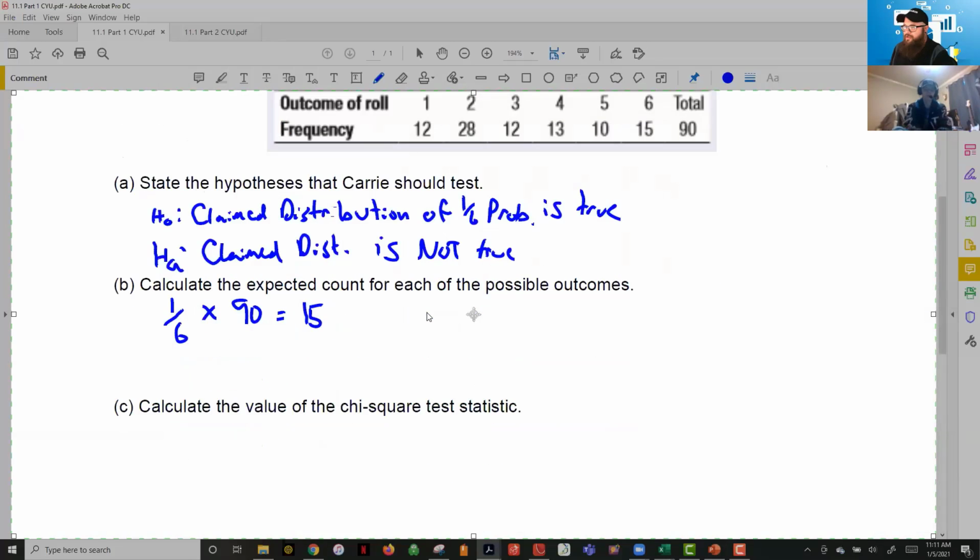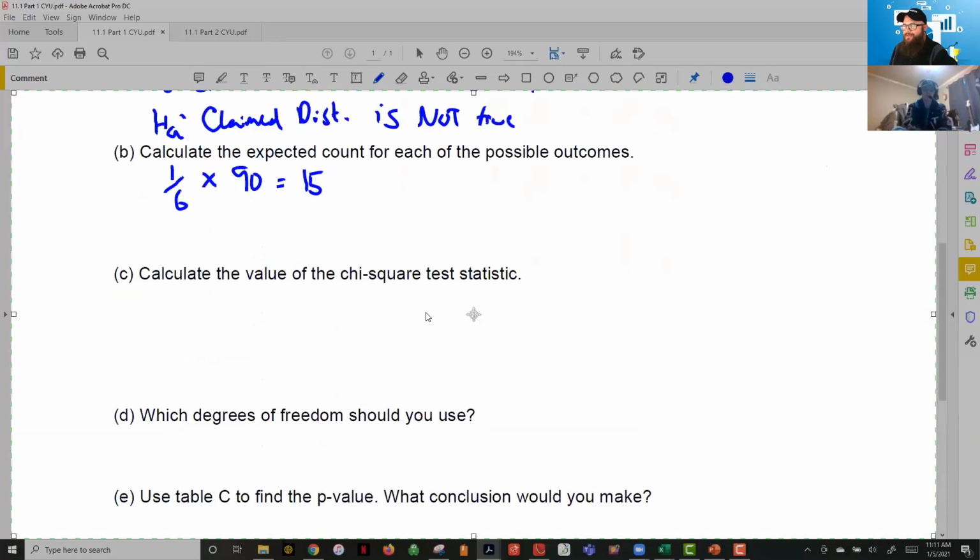In which case, we're going to do part C here, right? So I want you to calculate that chi-squared test.